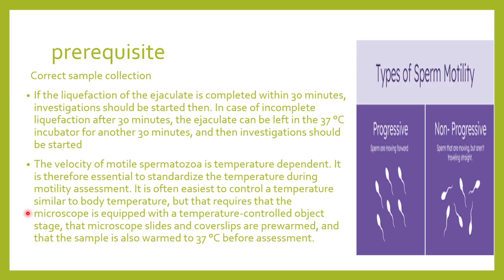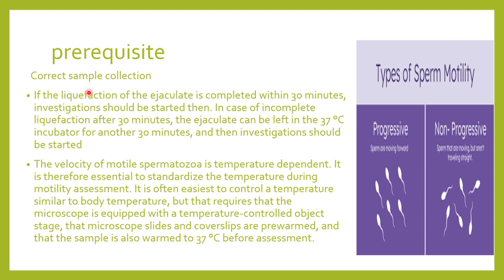कितना सैंपल असेसमेंट करना है, सेमेन एनालिसिस है, उससे भी इम्पॉर्टेंट होता है करेक्ट सैंपल कलेक्शन. ये बहुत इम्पॉर्टेंट है when we are trying to assess the semen motility. And also, whatever sample is there, it has to be liquefied within 30 minutes, and we have to proceed to see the motility only after the sample is liquefied. अगर sample liquefied नहीं है and if we try to assess the motility, we might give a wrong result.